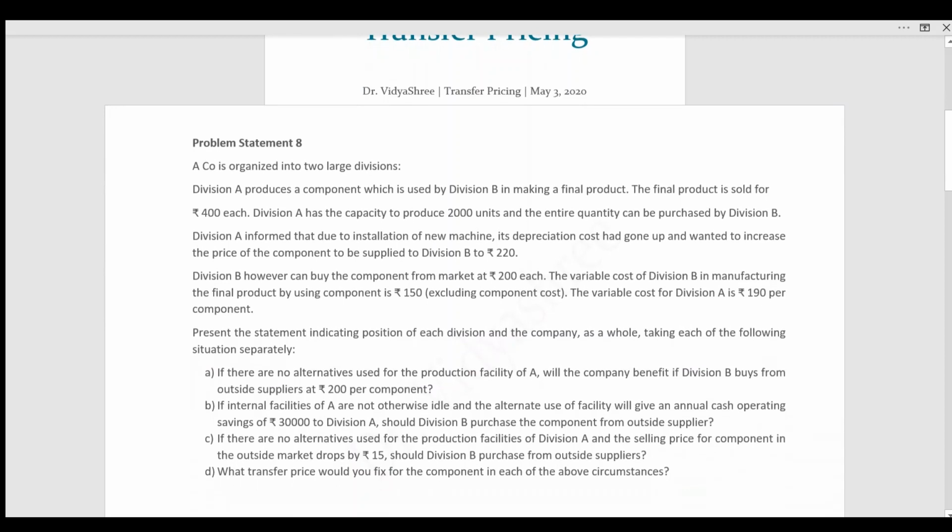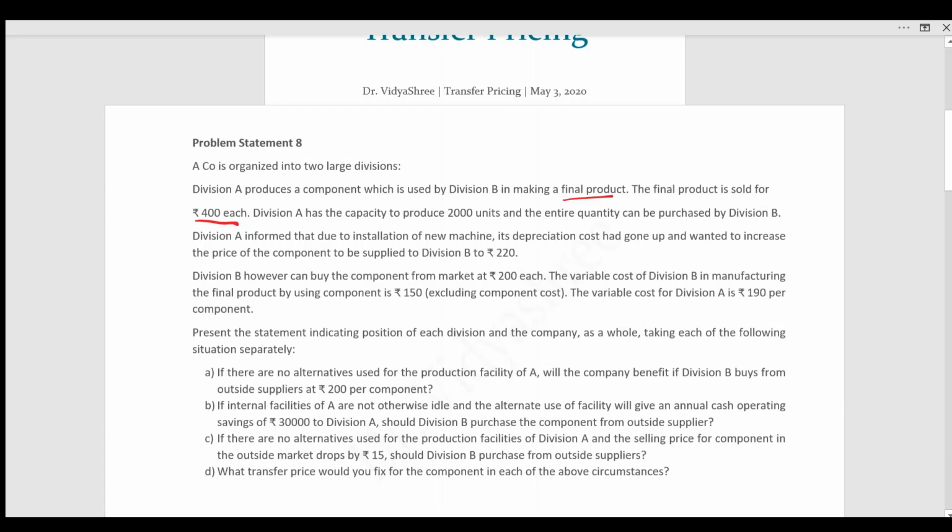A company is organized into two large divisions. Division A produces a component which is used by Division B in making a final product. Observe here, Division B is purchasing from Division A to make a final product. The final product produced by Division B is sold for rupees 400 each. Keep it in mind, Division B is selling the final product at rupees 400 each.